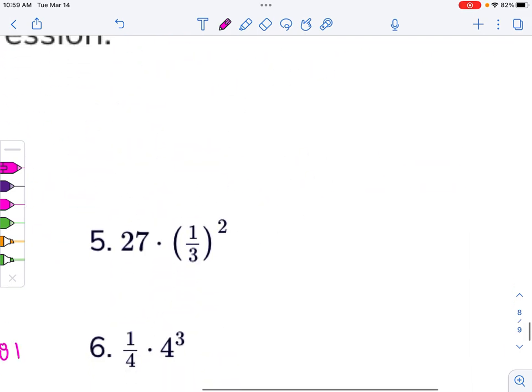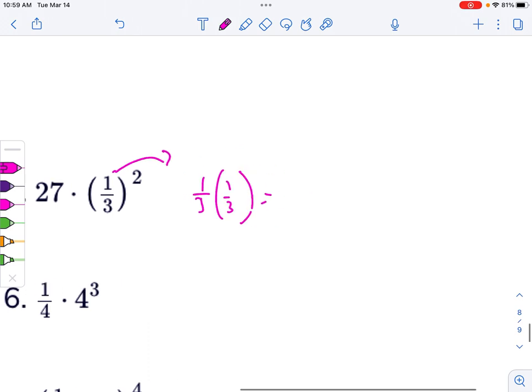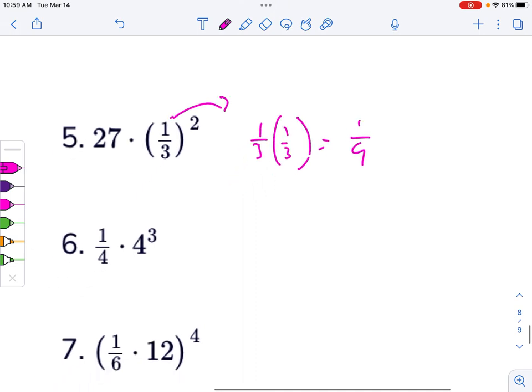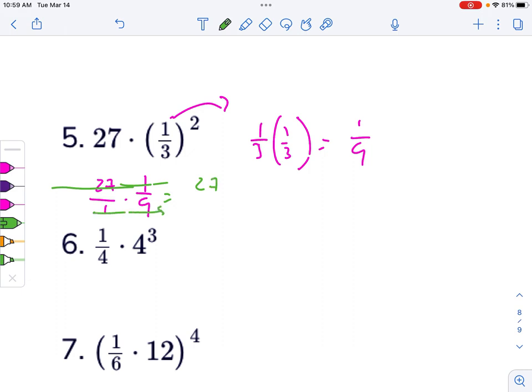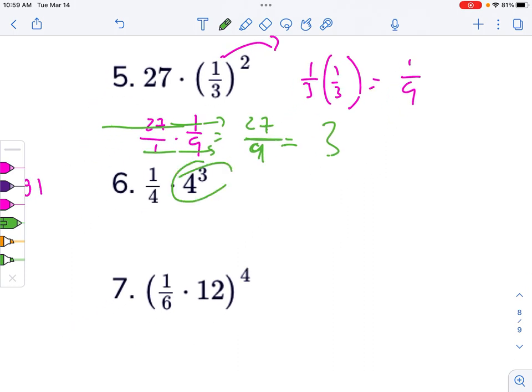All right. Ooh, some fractions. These are going to be funky. All right, 1/3 to the 2nd power is actually 1/3 times 1/3, which is 1/9. So now let's do here. So 27 over 1 times 1/9 is equal to 27 times 1 is 27. 1 times 9 is 9. 27 divided by 9, because fractions are division problems. 27 divided by 9, that's actually just 3. Yay.